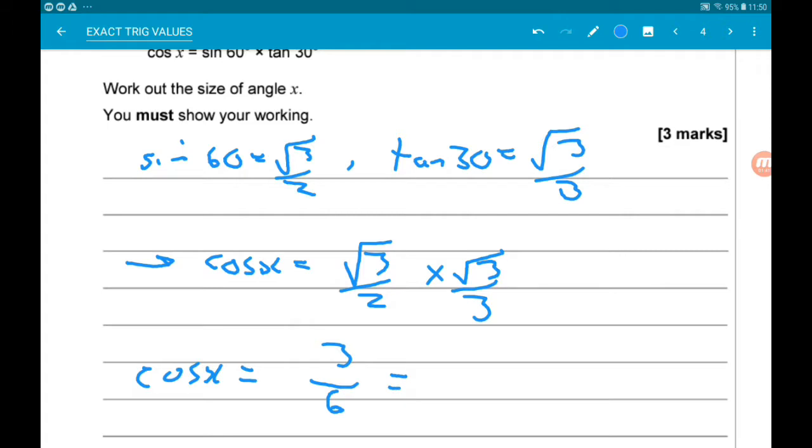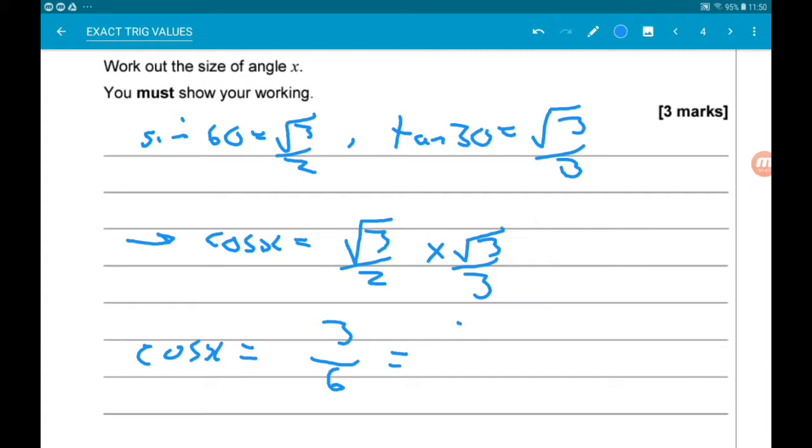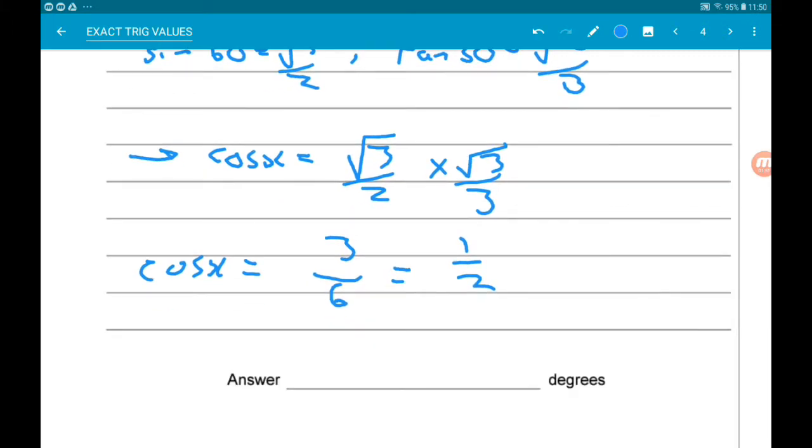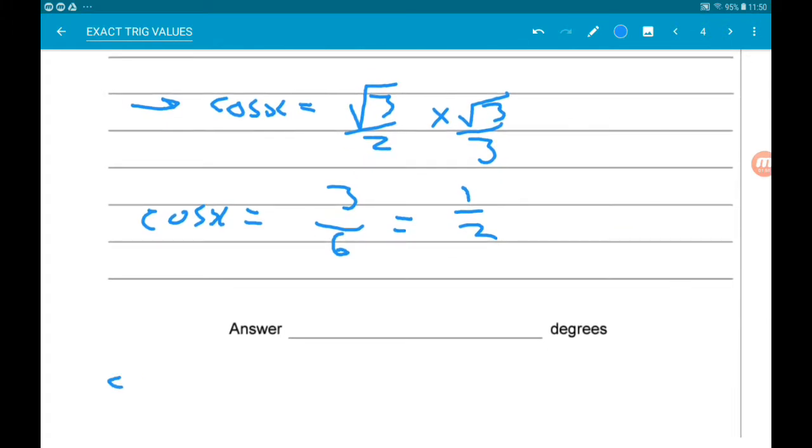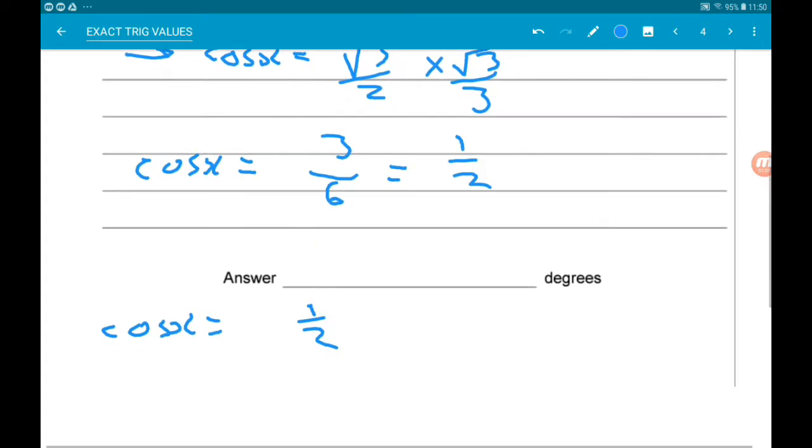Now 3 over 6 is 1/2. So cos of x is equal to 1/2. Now to get x, we would inverse cos 1/2.